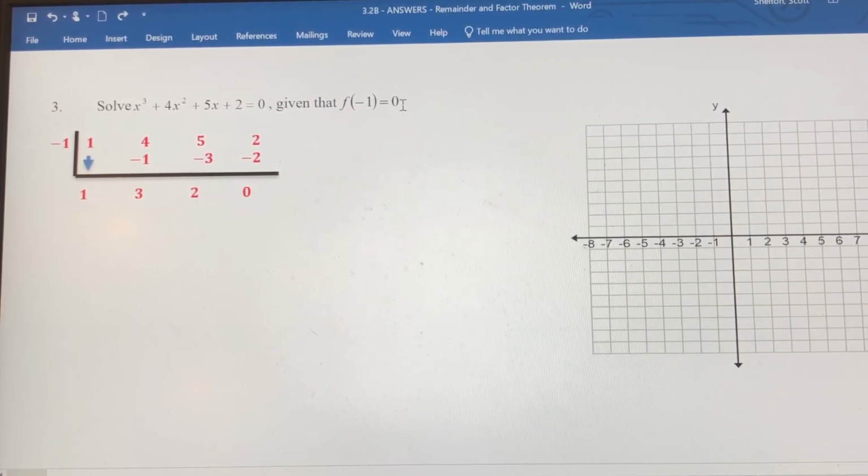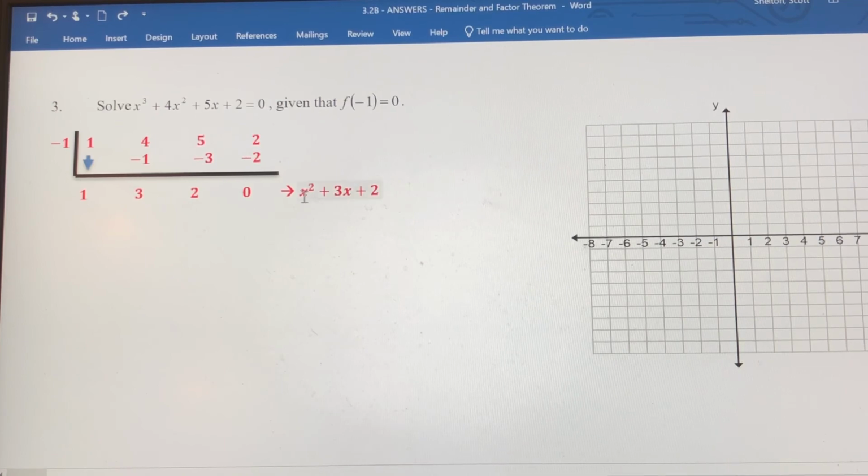Remember, the factor theorem says if f of -1 equals 0, or has a remainder of 0, then -1 is a zero of the function, and therefore x plus 1 is a factor of this polynomial expression. So what this leaves us with, this is x squared, this is x, and this is the constant with no remainder. So this leads us to the quadratic factor x squared plus 3x plus 2.